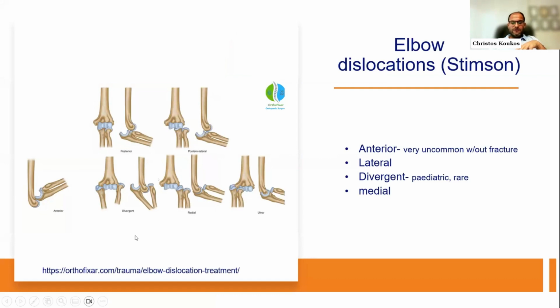The second one from the bottom, the divergent, is a really rare dislocation that we see mostly in pediatric patients. And the radial lateral one, where the radius and the ulna dislocate to the lateral or radial side, or in contrast, the ulnar dislocation, where they dislocate to the ulnar or medial side.